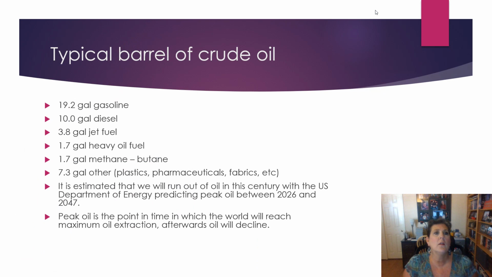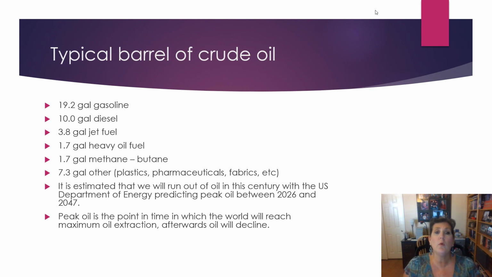So a typical barrel of crude oil contains 19.2 gallons of gasoline, 10 gallons of diesel, 3.8 gallons of jet fuel, 1.7 gallons of heavy oil, 1.7 gallons of methane, ethane, propane, and butane, 7.3 gallons of other stuff that we tend to make plastics, pharmaceuticals, and fabrics out of.